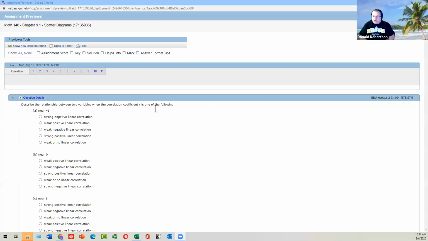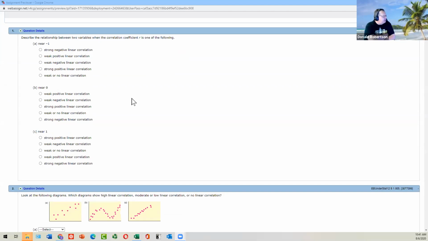So here is section 9.1 homework. It's scatter diagrams. I think its full title is scatter diagrams and correlations. So describe the relationship between two variables when this is true. If it is near -1, right? So if R is near -1, which one of these five, we'll call them 1, 2, 3, 4, and 5, would you be using to describe what's happening? 4. Look really carefully. It says -1.